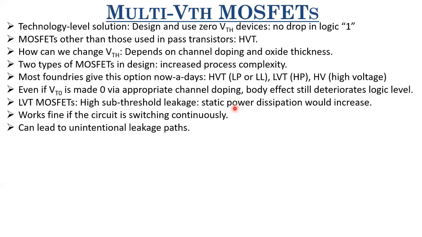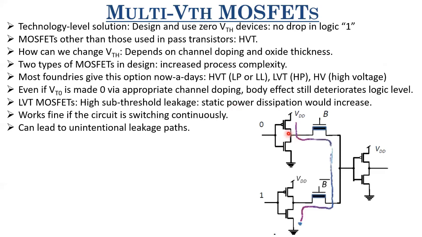Okay. However, there's another problem with using this kind of LVT transistor, that it can lead to unintentional leakage paths. For instance, let us say we have A here, and we have A bar here. So A is 0, and then we are using an inverter to feed it to this B. Let's say this B and B bar are both LVT or zero threshold voltage transistors. Here I have shown it as a depletion mode transistor. Depletion mode is also zero; it can also be made as a zero threshold voltage transistor.